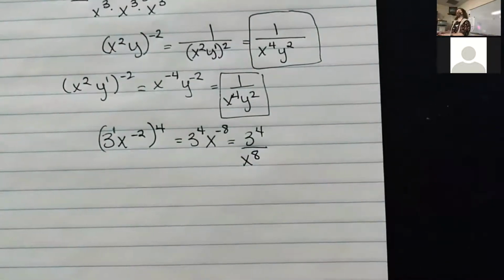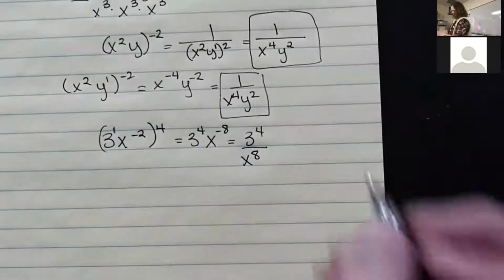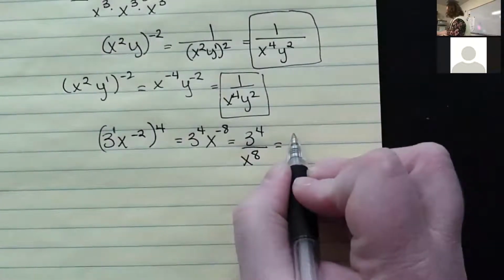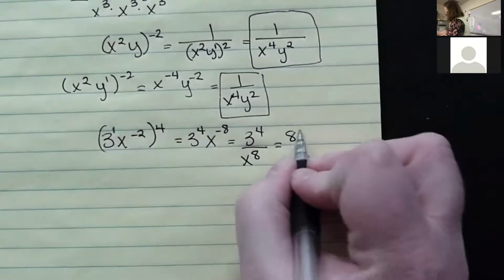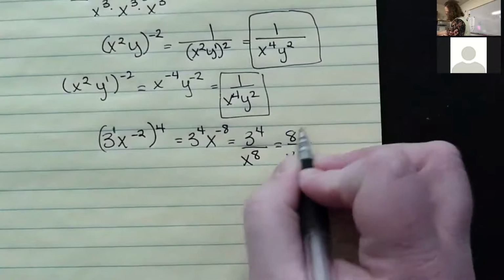Do I stop there? No, because I can figure out with my handy dandy calculator what 3 to the 4th power is. 3 times 3 times 3 times 3. 81. Yeah, it is 81. Because 3 times 3 is 9, and then times that is 27, times that is 81. So 81 over x to the 8th.